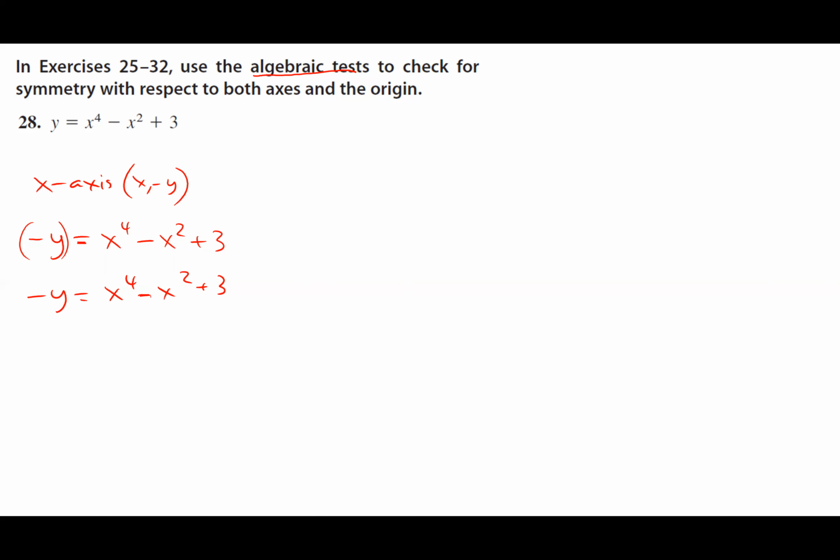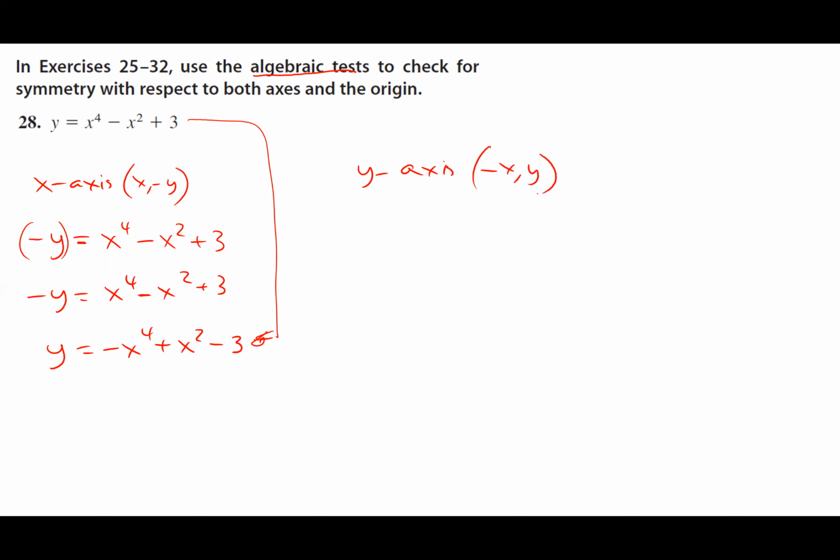Let's see. If I were to multiply through by -1 to solve for y, the question is this: is this the exact same equation that we had before to start off with? No, it is not, right? So by plugging in a negative into y, it has changed my equation around. Let's try the y-axis symmetry. Let's try this one.